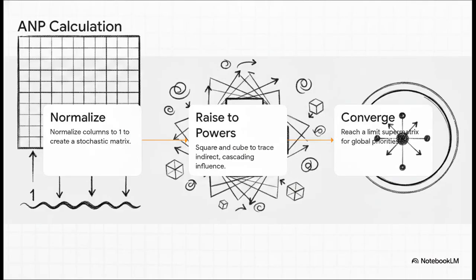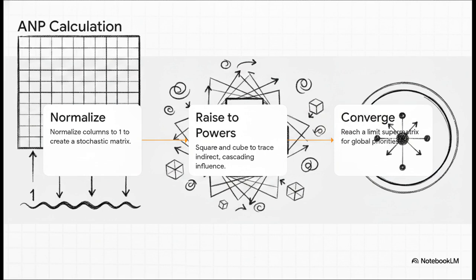Then, to find the true mathematically sound winner, the ANP software runs a 3-step dance. First, it normalizes the columns into what math folks call a stochastic matrix, which is really just a fancy way of saying everything adds up to 1. Second, it repeatedly raises this massive matrix to sequential powers. And why does it do that?